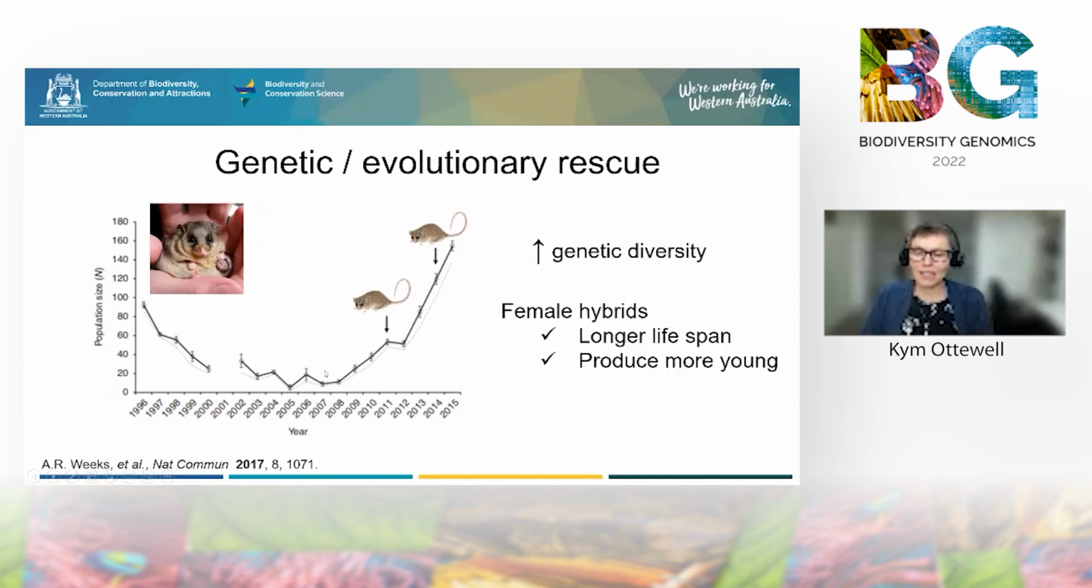possum, and he and his team showed that the introduction of a small number of males into this declining mountain pygmy possum population actually resulted in a significant and rapid increase in population growth. So their data showed that genetic diversity was increased in this population as a result of those translocations. And in terms of fitness, those female hybrids were shown to have a longer lifespan and produce more young, which contributed to that population increase as a result.